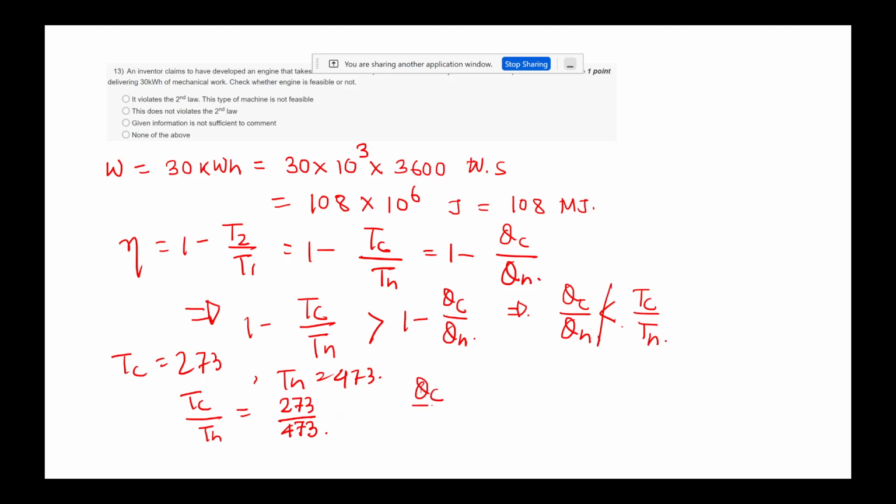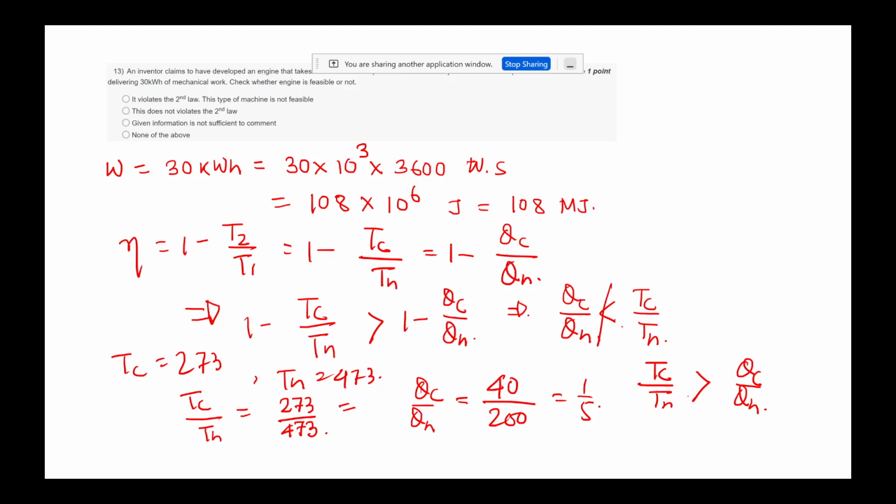And QC by QH is 40 by 200, which is 1 by 5, and this is 273 by 473. So we can say that here TC by TH is greater than QC by QH.